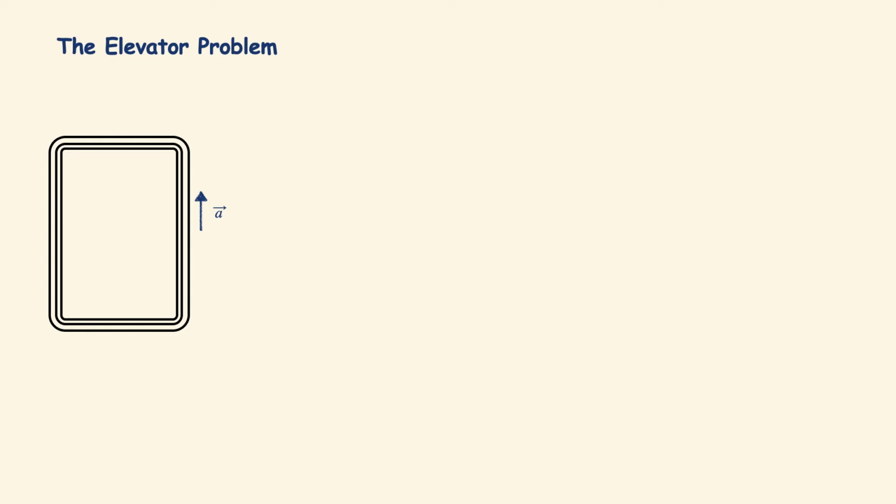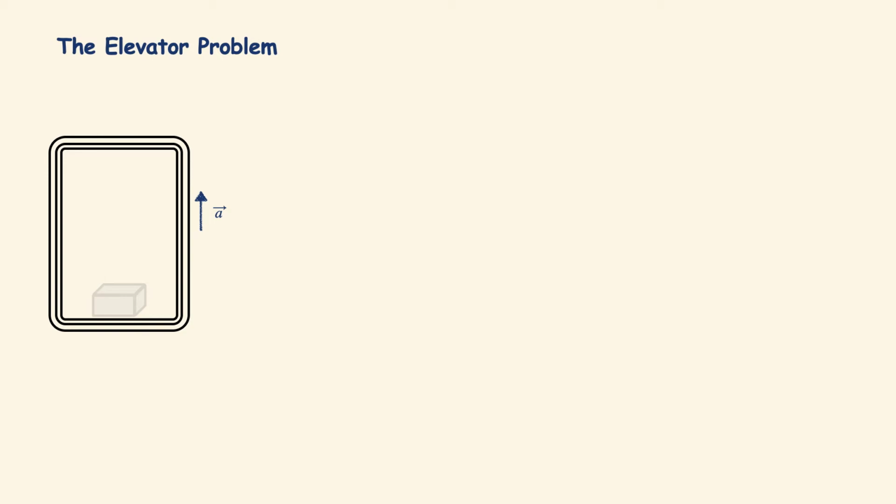Now, this doesn't mean that the actual motion, or speed, velocity of the elevator is upwards. What this means is that if the elevator was moving upwards, then it's speeding up. And if the elevator is moving downwards, then it's slowing down. So that is what it means to have the acceleration pointing upwards.